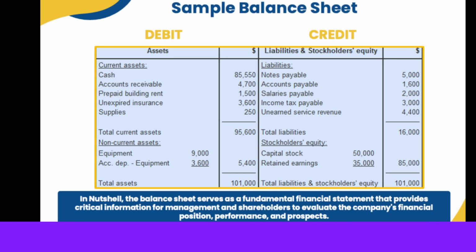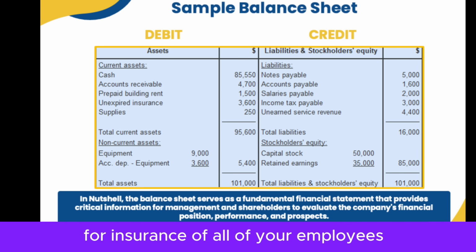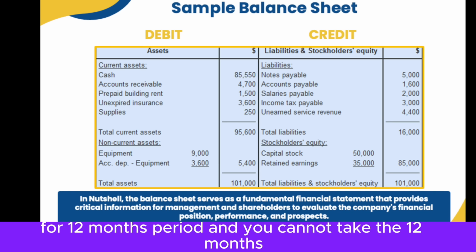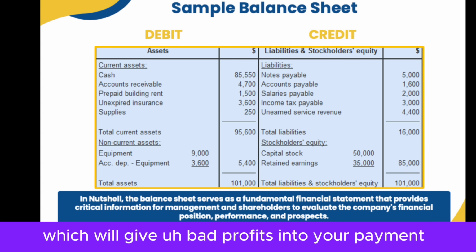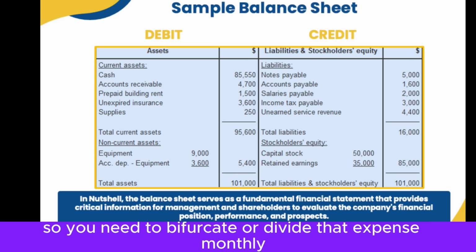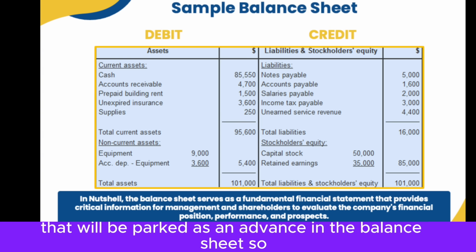Okay. Similarly, unexpired insurance or prepaid insurance. So you have subscribed for insurance of all of your employees for a 12 months period, and you cannot take the full 12 months cost in 1 month, which will give bad profits in your P&L. So you need to bifurcate or divide that expense monthly. Until then, that will be parked as an advance in the balance sheet.